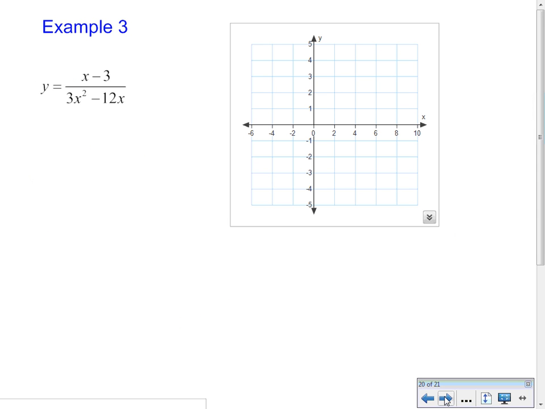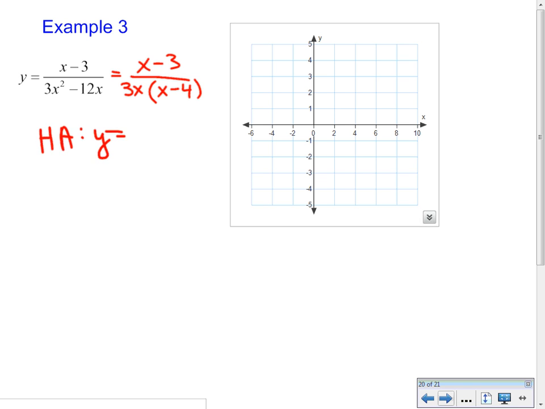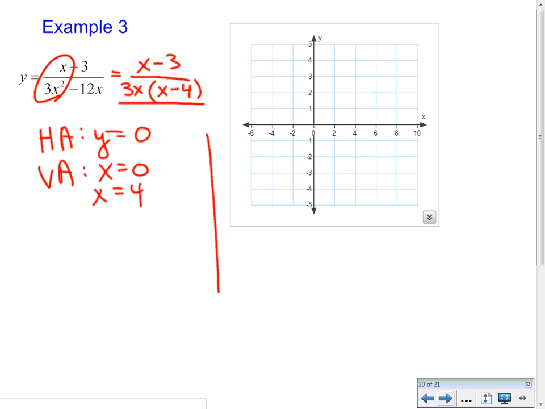This is going to be, we'll try to go quick through this one. Factor out a 3 and an x. Take note of that. All right. I factored that out. So let's take a look at horizontal asymptote. Y equals 0 because the numerator's degree is less than the denominator's degree. Vertical asymptote at the zeros of the denominator. There is 1 at 0 and there is 1 at 4. 2 of those. And I can start making a table of values.